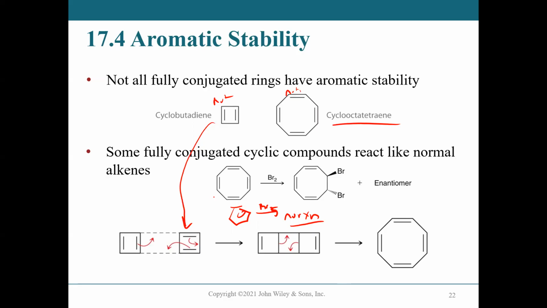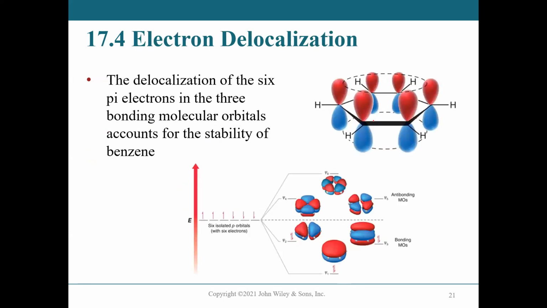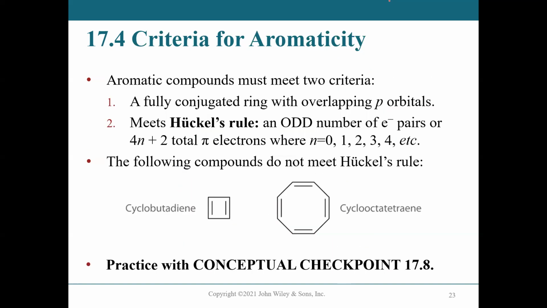Yeah, so this has to do with the number of bonds, and this comes to Huckel's rule. Aromatic compounds must meet 2 criteria. First, a fully conjugated ring with overlapping p orbitals. Okay, and we saw that right here. These fully overlap. And second, it meets Huckel's rule, an odd number of electron pairs, or 4n plus 2, which equals the total number of pi electrons where n equals 0, 1, 2, 3, 4.